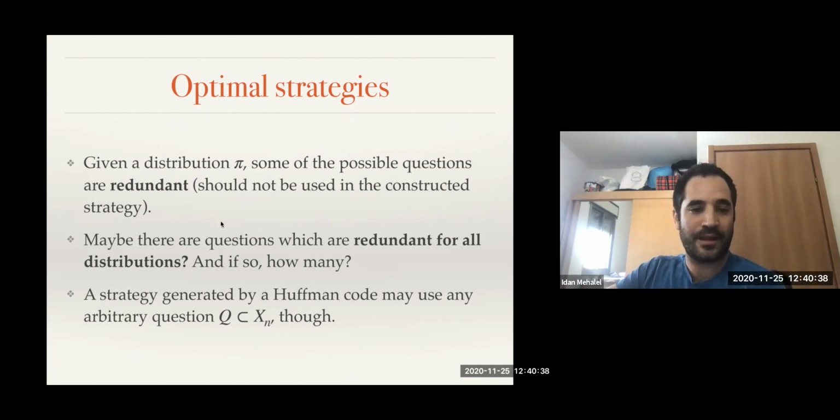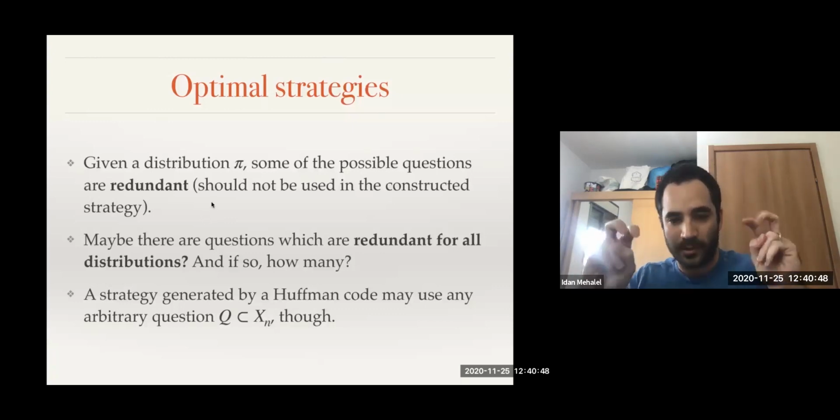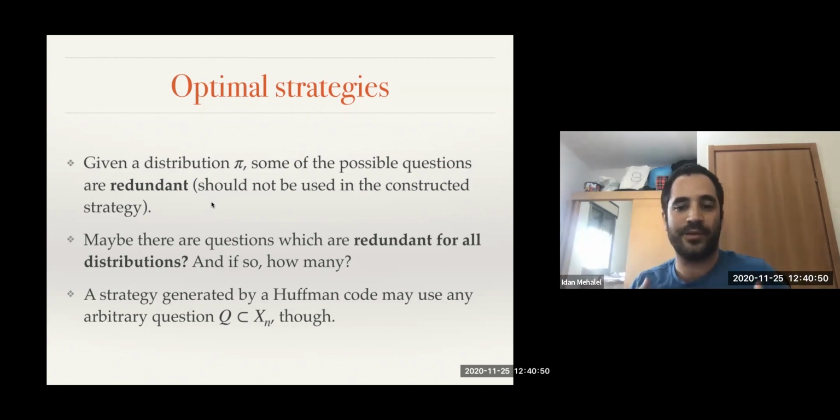It's worth mentioning that a strategy generated by a Huffman code may use any arbitrary question Q, which is a subset of Xn. The problem with the Huffman code is that it may use any arbitrary question. There are no redundant questions in Huffman code. So if Bob is going to construct his strategy using a Huffman code, he may use any arbitrary possible question of the 2 to the n possible questions. That is the problem with the Huffman code here.